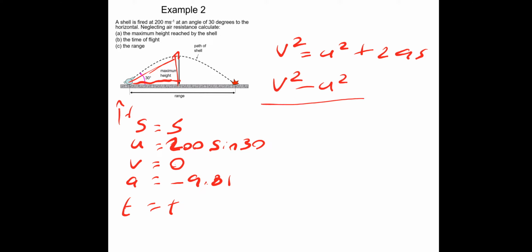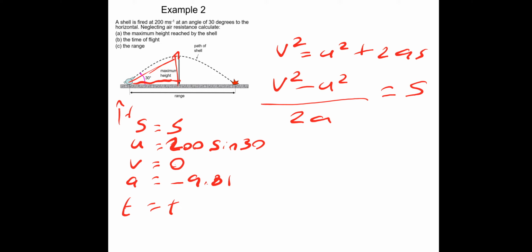So initially we've got no time, so we need an equation without time. The one that springs to mind is v squared is equal to u squared plus 2as. Then we just need to rearrange to find s. So that would be v squared take away u squared divided by 2a. If you put that in our calculator, that will give us s.